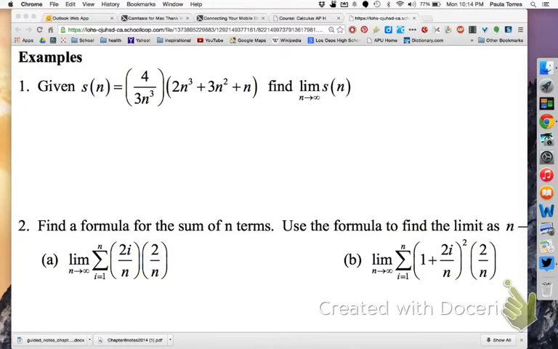On this first problem, we're just going to practice finding a limit as n goes to infinity. We did this in an earlier chapter. I believe it was chapter 2. So if I would like to find this, I'm first going to have to substitute in the formula that I was given for s of n. And yes, you have to write out the word limit every single time.